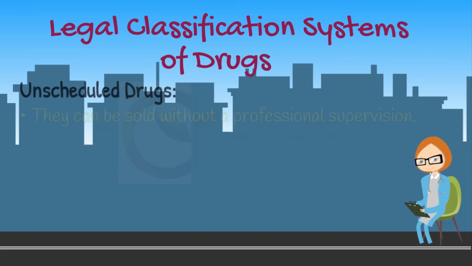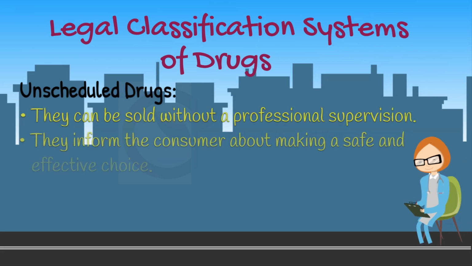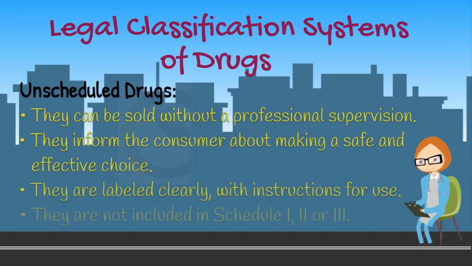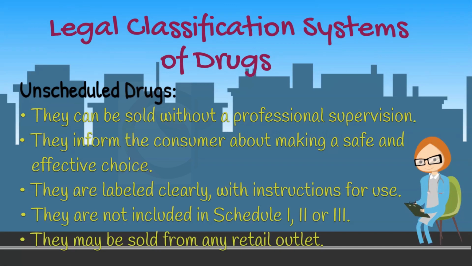Unscheduled drugs can be sold without professional supervision. They inform the consumer about making a safe and effective choice. They are labeled clearly with instructions for use. They are not included in Schedule 1, 2 or 3, and they may be sold from any retail outlet.